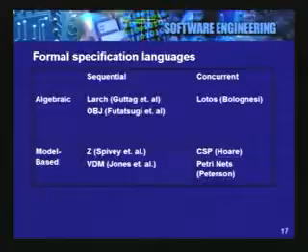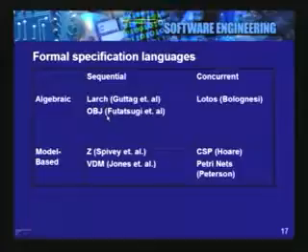So formal specification: there are several languages that have evolved over the course of time, as can be seen from this slide, and we have categorized the different languages into 4 different categories. The first category is that of the sequential specification languages that focus on sequential programs and are algebraic in nature, and that is covered here. And the two primary languages in this category are Larch and OBJ.